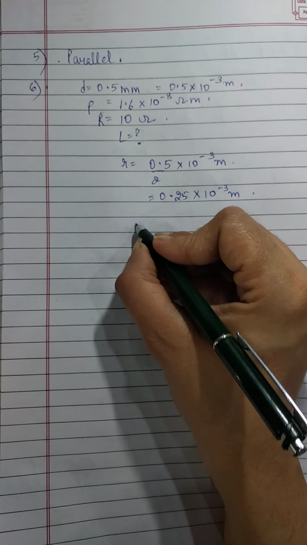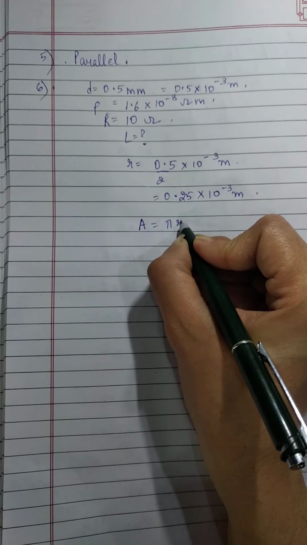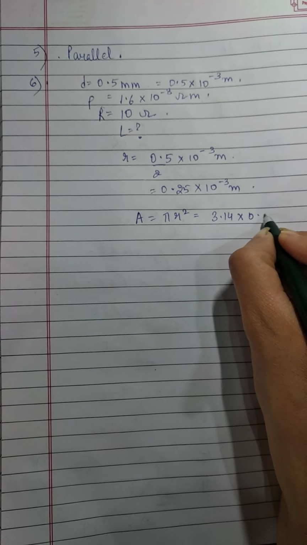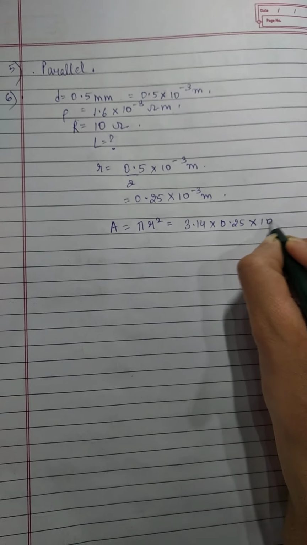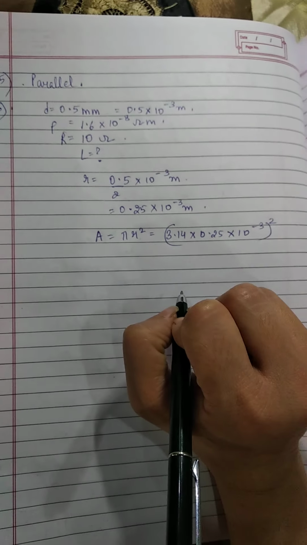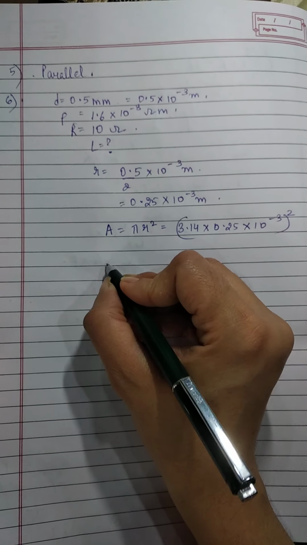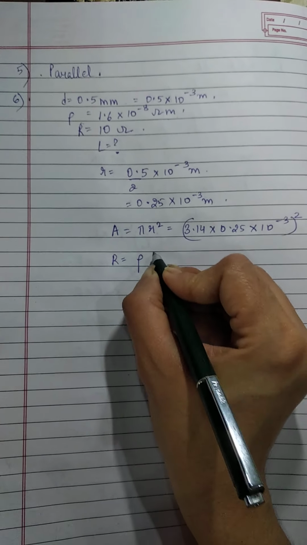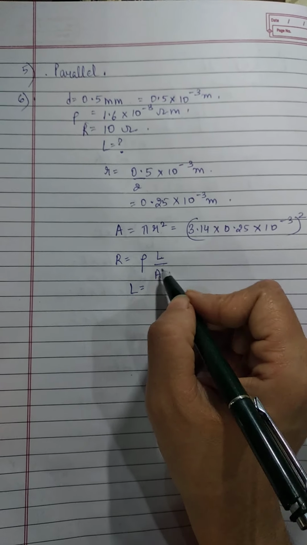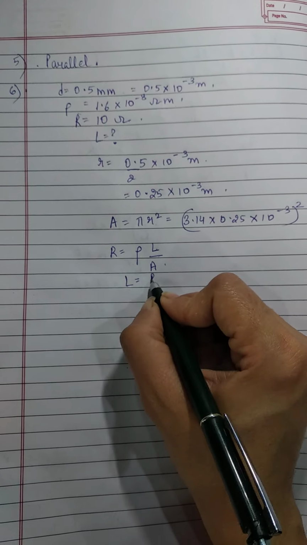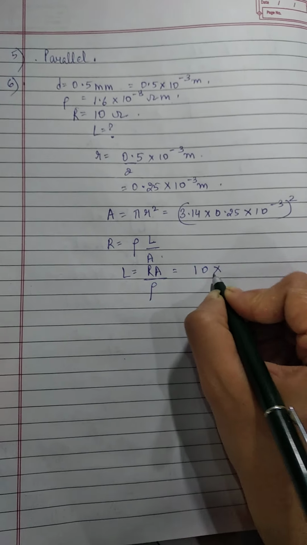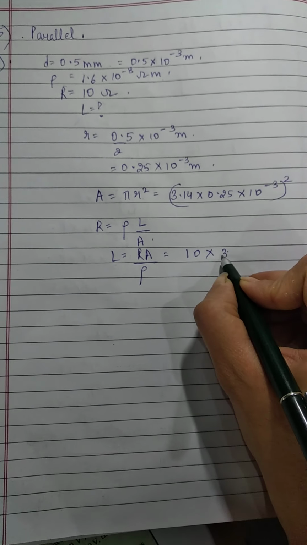Likewise, we have area as pi r square. So this is 3.14 into 0.25 into 10 raised to power minus 3 whole square. That is pi r square. And we already know the formula, R is equal to rho L upon A. We have to simply calculate L. So represent this formula in terms of L. So it is RA upon rho. What is R? 10. What is A?